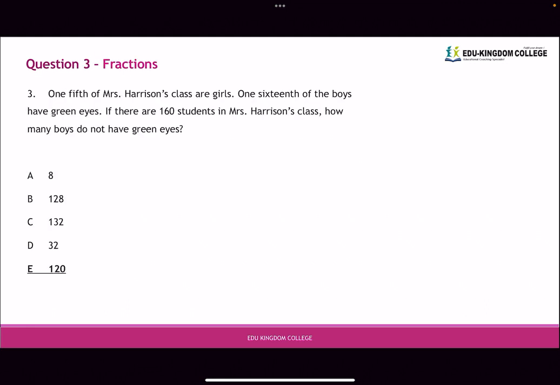Now, 1/5 of Mrs. Harrison's class are girls, and 1/16 of the boys have green eyes. If there are 160 students, how many boys do not have green eyes? So 1/5 is going to be 20%. 160 divided by 5 is 32, so 32 is 1/5. So 160 minus 32 equals 128. So that is 4/5. These are all the boys, 128 boys in the class.